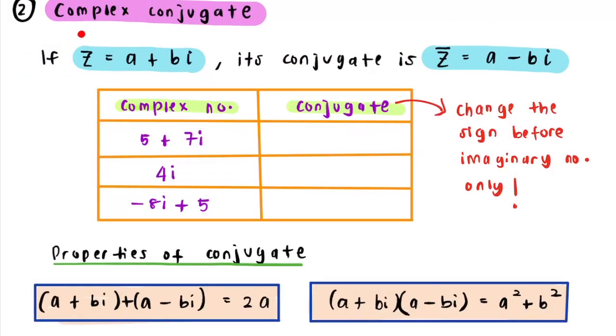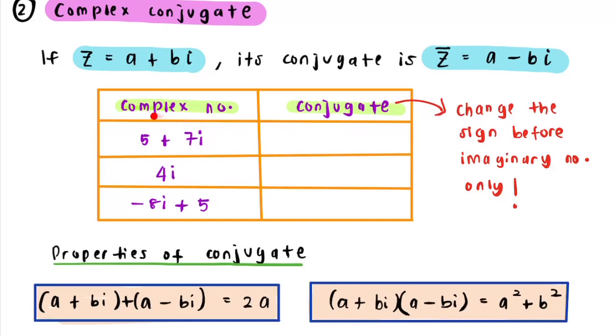Next, you must know what a complex conjugate is. In order to do our calculation after this, we need to multiply our complex number with its conjugate. So if z is a plus bi, the conjugate symbol is z bar. You have a bar up here. This is equal to a minus bi.